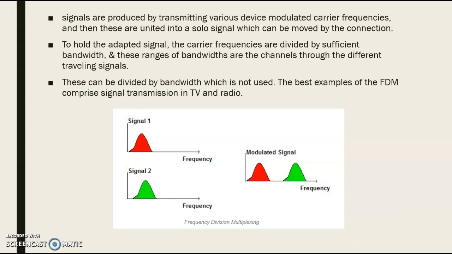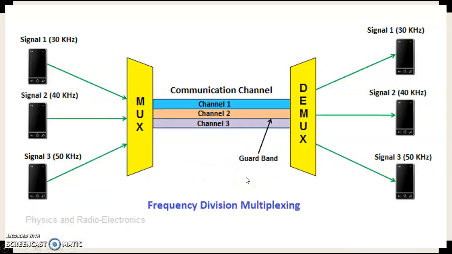So as you can see in this chart, we have two signals, signal 1 and signal 2. And here we can see the modulated signal of the two signals. So this is frequency division multiplexing. This is how it works. As you can see here, it is multiplexed, and on this side, it is demultiplexed.